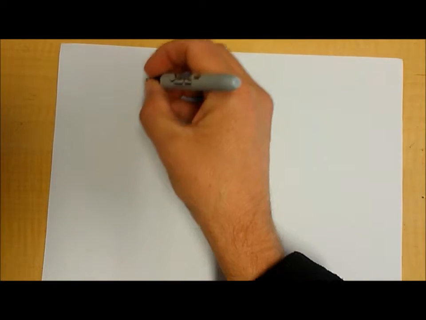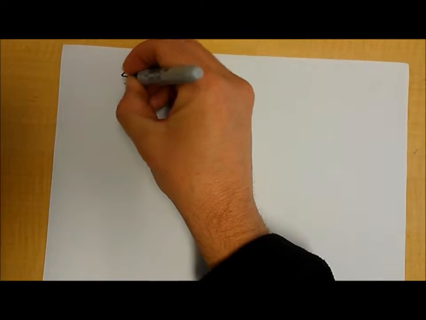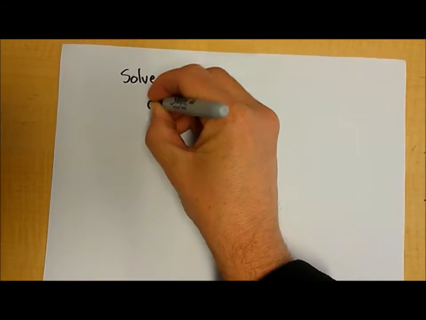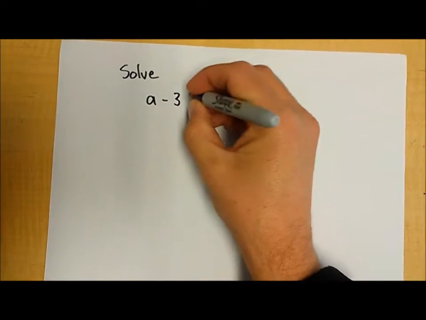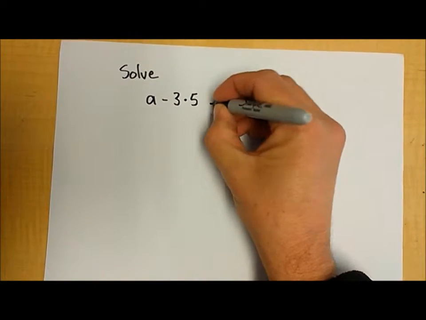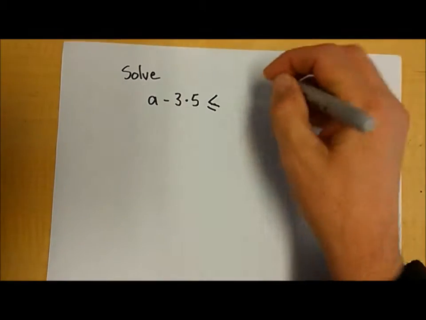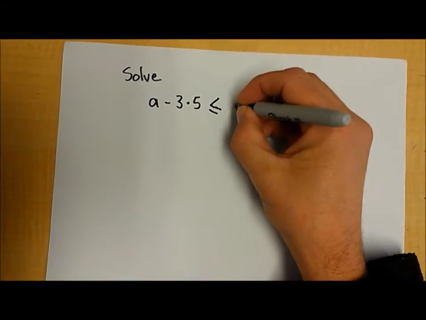So getting down now to actually solving inequations. When we actually have to solve inequations, they are set up much like an equation. So it might be something like: solve a - 3.5 ≤ 9.8.